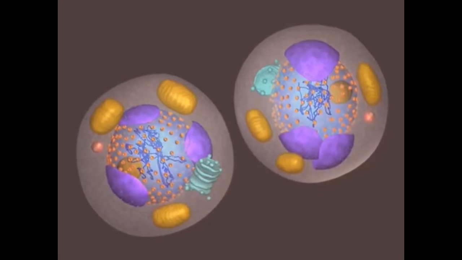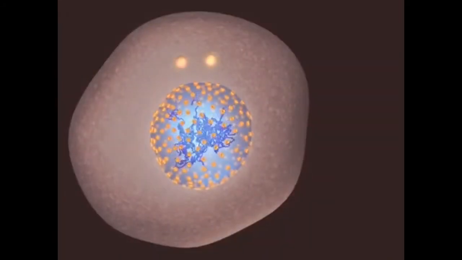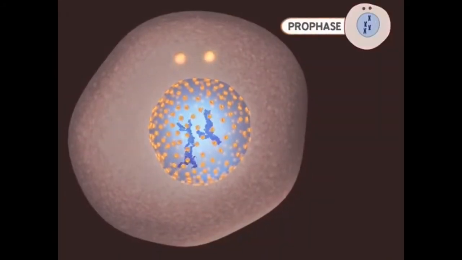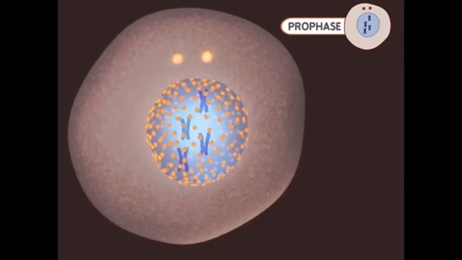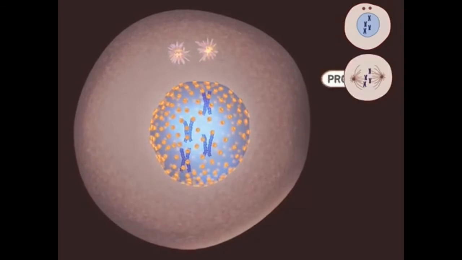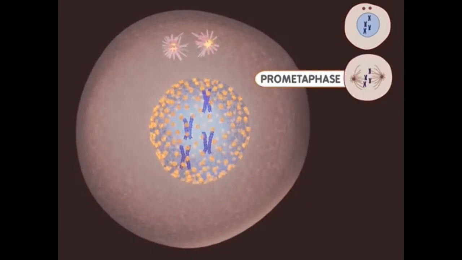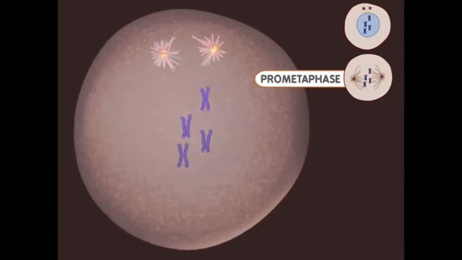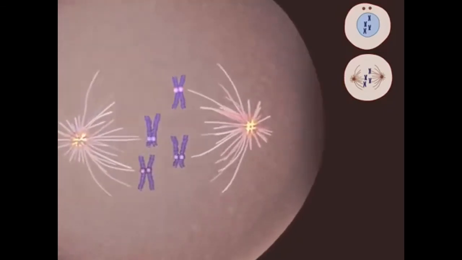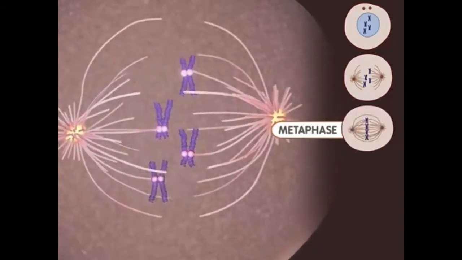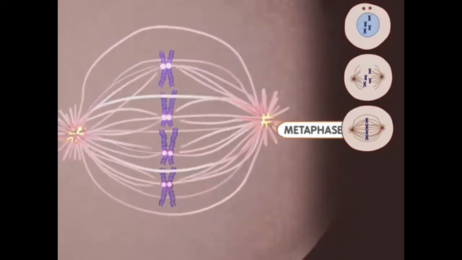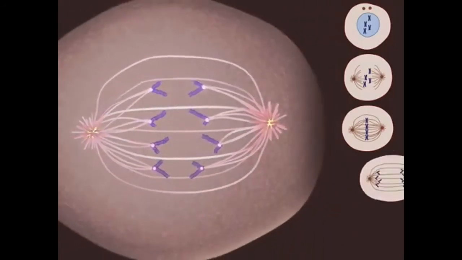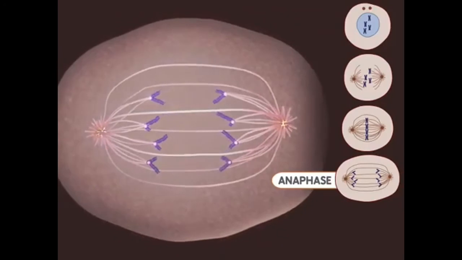Let's watch the process one more time. Mitosis begins with prophase. Notice the DNA condensing into chromosomes during this stage. Microtubules appear during prometaphase, and the nuclear membrane breaks down. Metaphase occurs when the chromosomes are aligned at the center of the cell. During anaphase, the chromosomes are moving apart.